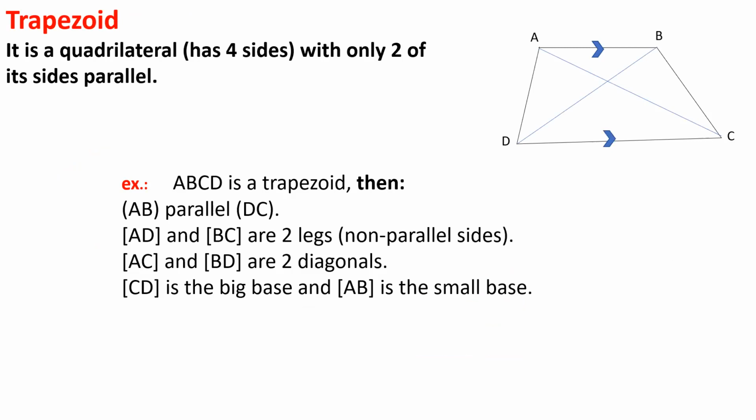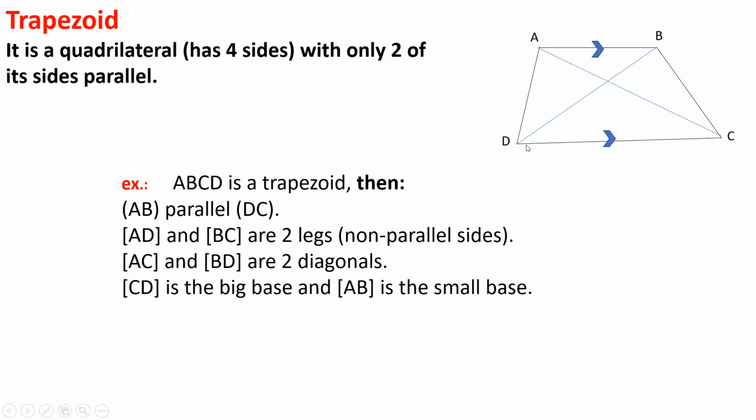Now I'm going to talk about a new quadrilateral, which is called the trapezoid. It is a quadrilateral which has 4 sides, but only 2 of its sides are parallel. As you can see, quadrilateral ABCD. AB side is parallel to side DC. AD and BC are called legs of the trapezoid. These are the non-parallel sides.